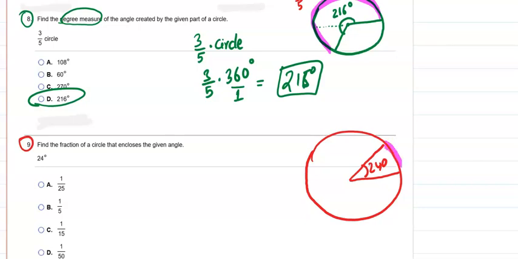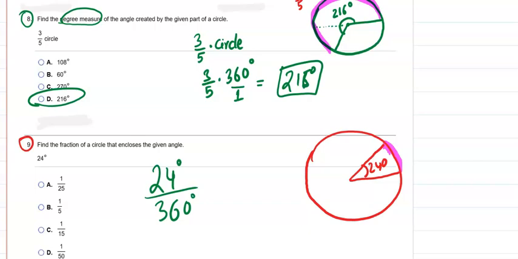This, what fraction of the whole is going to be this part here. So that's what I'm looking for. So to find that, you have to do this. 24 degrees divided by 360 degrees.